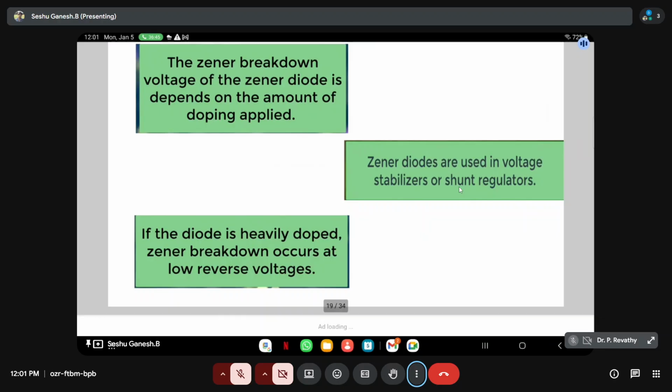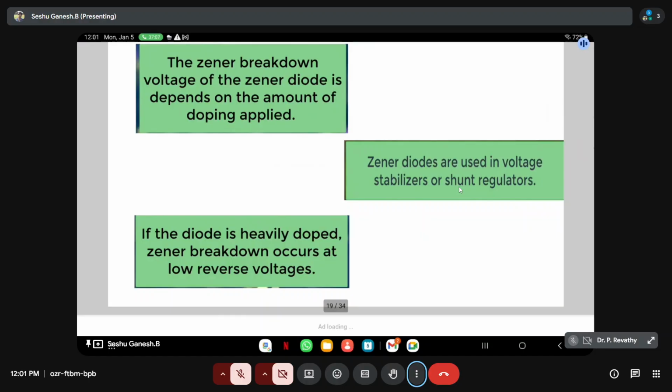Then the Zener breakdown, how does it happen? It happens depending upon the amount of doping, how we prepare the semiconductor material. Depending upon the amount of doping applied, the Zener breakdown voltage, the VZ, will be framed there. And if the diode is heavily doped, we know that breakdown will occur at the low reverse voltage itself.